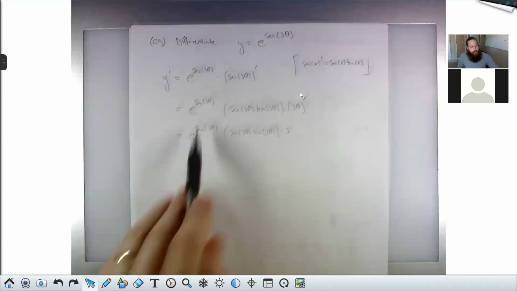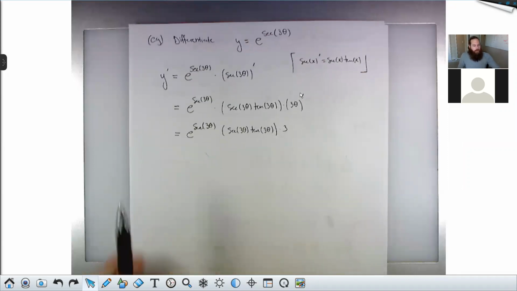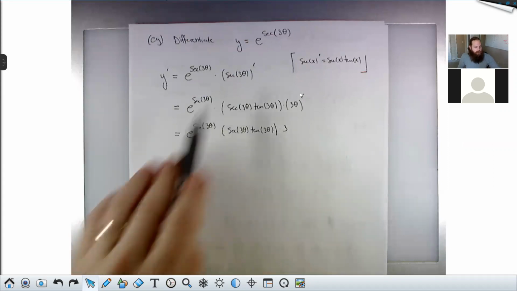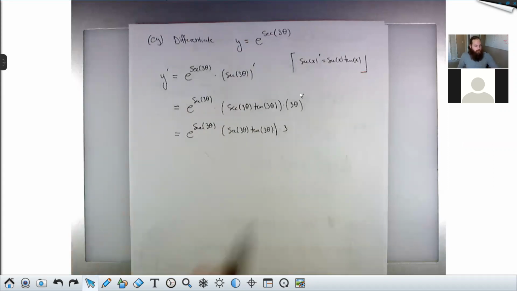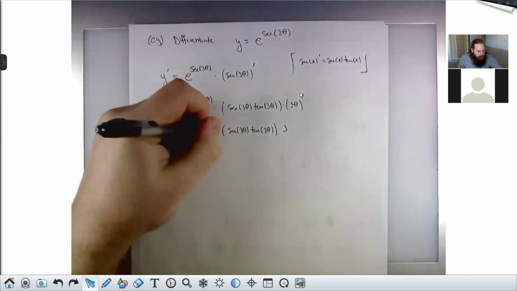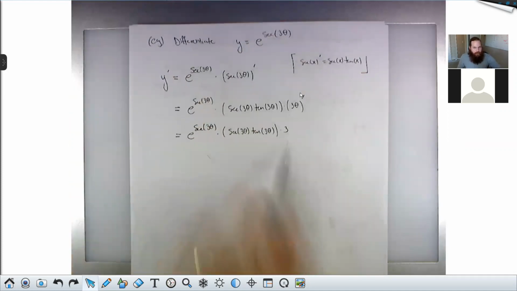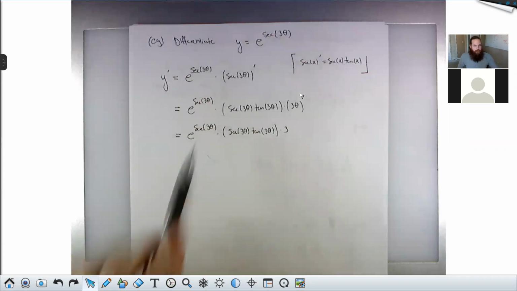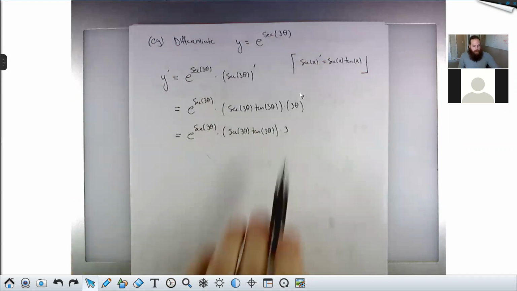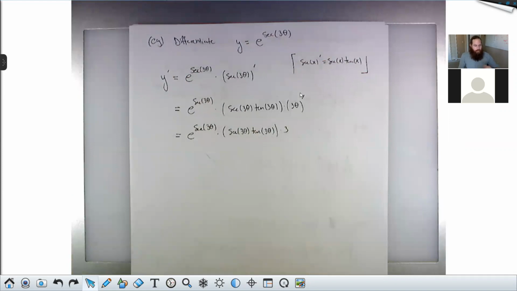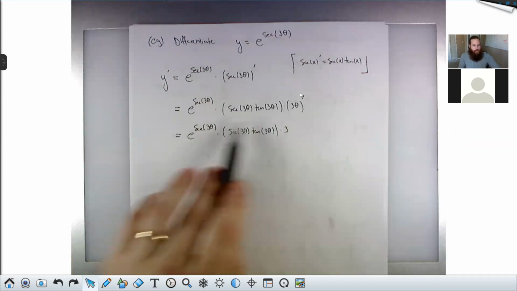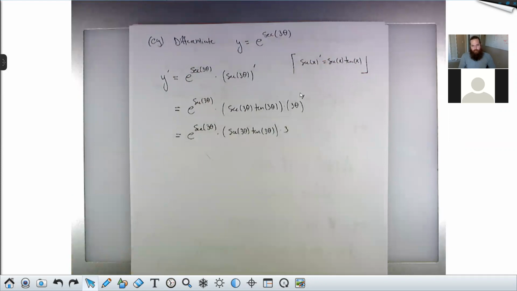And here, this is something we could actually work with if we wanted to. If I wanted to know where there are horizontal tangent lines to this function, I would set this whole thing equal to 0. This is a big product, so I could set each factor equal to 0. E to some stuff, that's never 0. Exponential functions are always positive. 3 is never 0, so I would just have to set secant 3 theta times tangent 3 theta to 0. Secant is never 0, so really I would just be setting the tangent of 3 theta to 0.